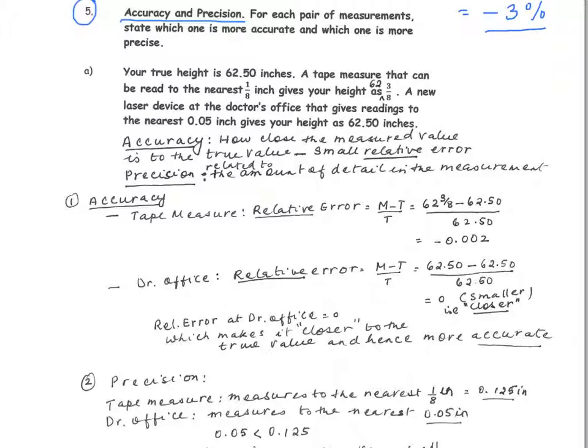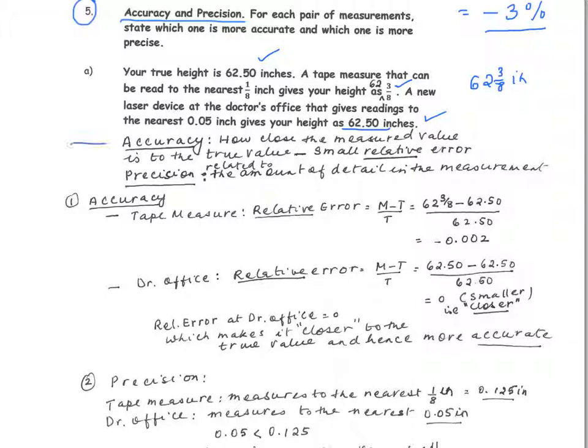Your true height is 62.50 inches. A tape measure that can be read to the nearest 1/8 inch gives your height as 62 3/8. There's an error there. A new laser device at the doctor's office that gives readings to the nearest 0.05 inch gives your height as 62.50. So we have a true value and we have two measured values.